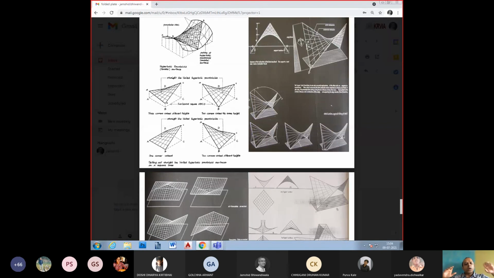So what we feel about geometries, that the curved geometry has to be shaped in that manner, is not necessary. Many a time your straight geometries itself, if you use them mathematically, you are able to convert them into curved geometries. So this is an example of that for hyperbolic paraboloids.